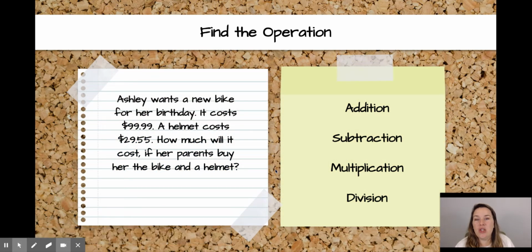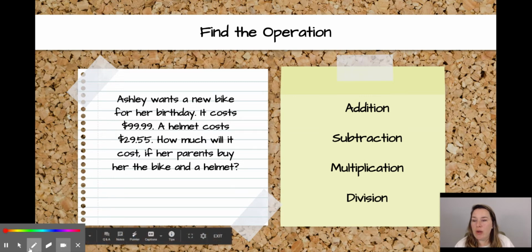The next one says, Ashley wants a new bike for her birthday. It costs $99.99. A helmet costs $29.55. How much will it cost if her parents buy the bike and a helmet? Pause your video and write down the operation.